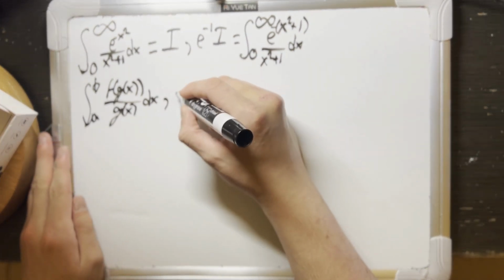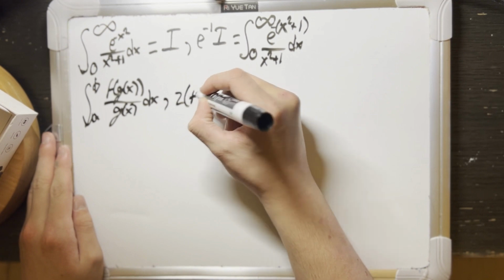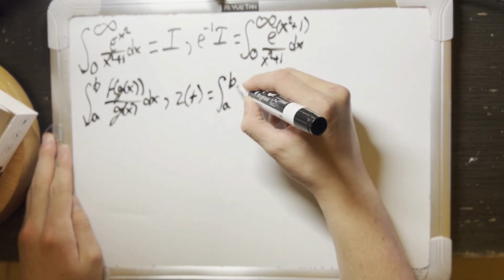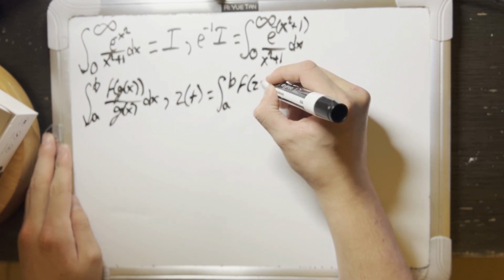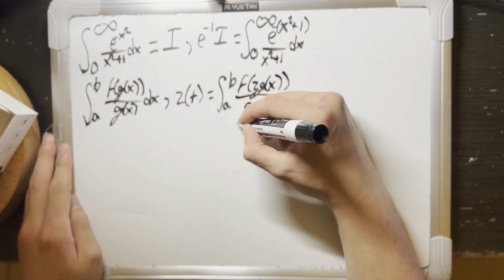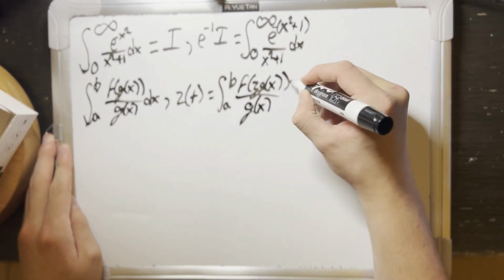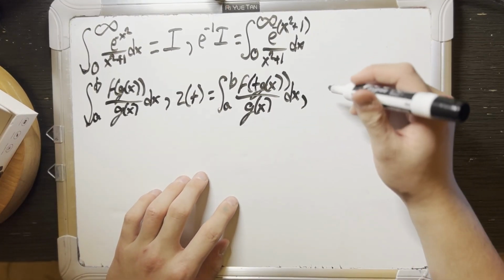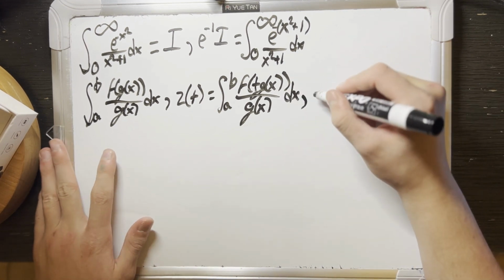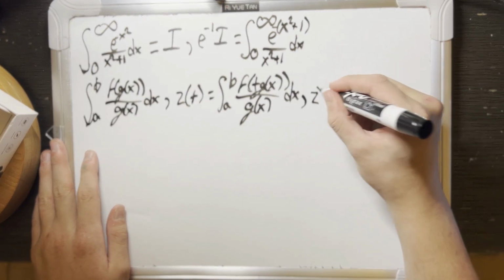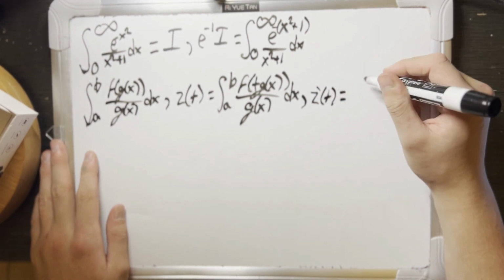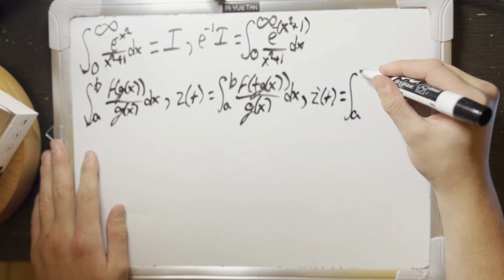You would let a new variable, let's say z of t, equal the integral from a to b of f of z times g of x over g of x dx. Okay, now differentiate both sides of the equation with respect to t. What do you get? You get z prime of t equals the integral from a to b.